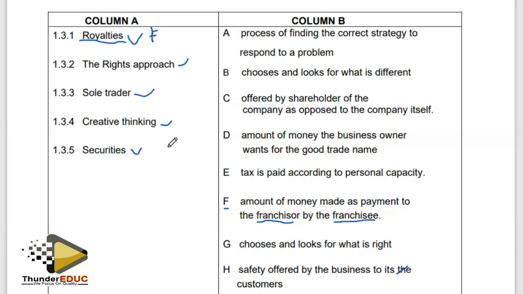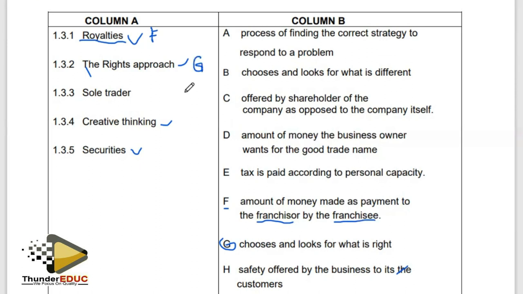So when we are reading our description here, the right approach chooses and looks for what is right. And this is our alternative G. Write G on this question here, as the answer for our alternative. So it is G here.